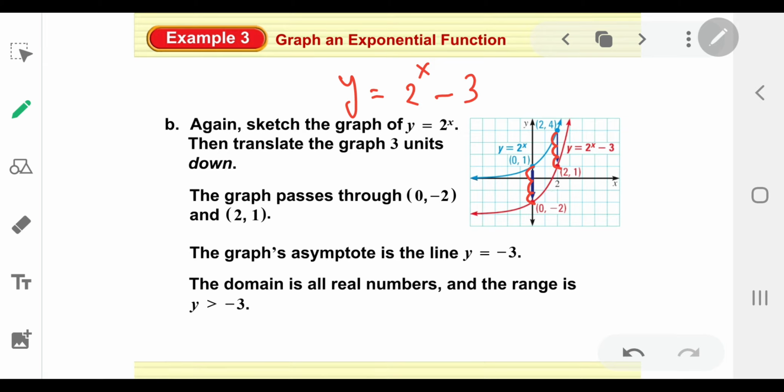And as I said earlier, you also can sketch the asymptote. It was the x-axis here, shifted down 3 units, so the new asymptote is y equals negative 3, and now the domain stays the same, all real numbers for all exponential growth functions, and the range is y greater than negative 3, because the whole graph is above this line, the new asymptote.